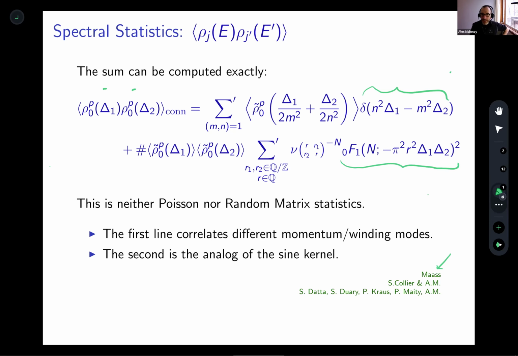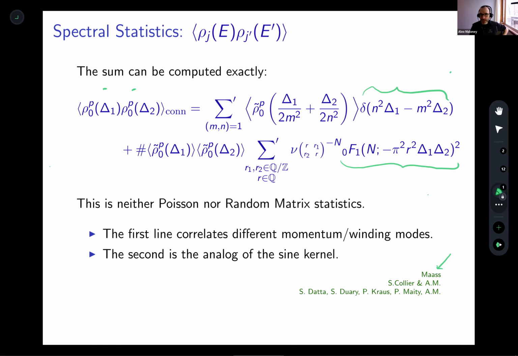And if we were in random matrix theory, this is what would be given by the sine kernel. This thing that describes the level repulsion, for example, of eigenvalues of random matrices. But interestingly, this is neither Poisson nor random matrix statistics.